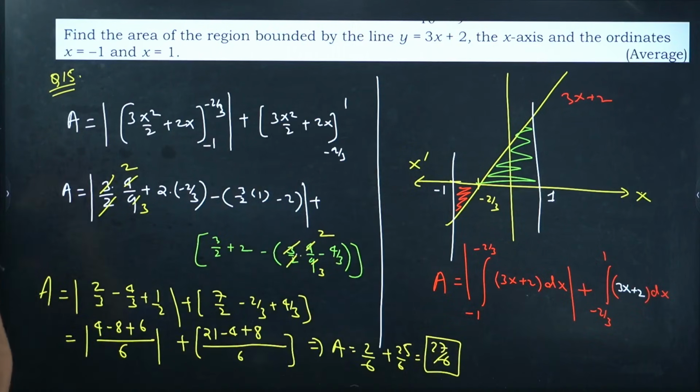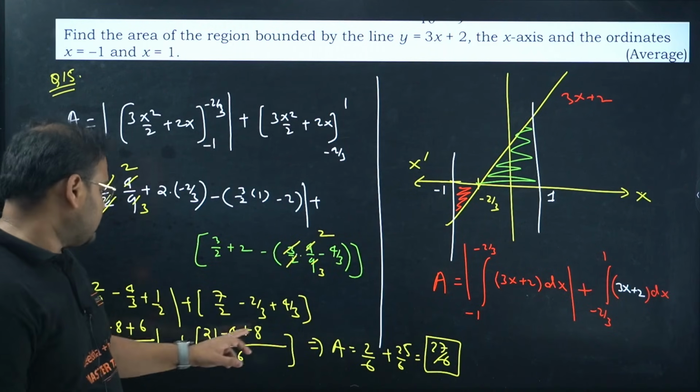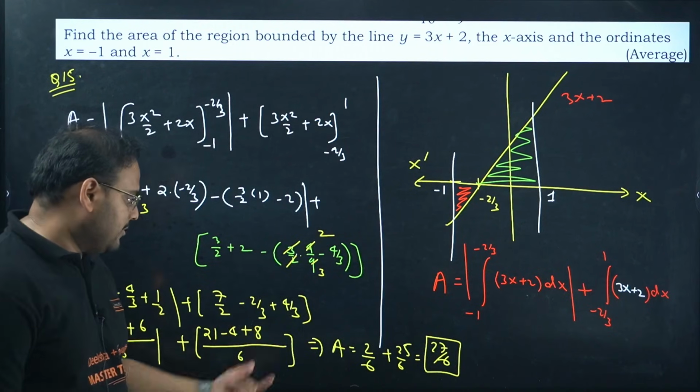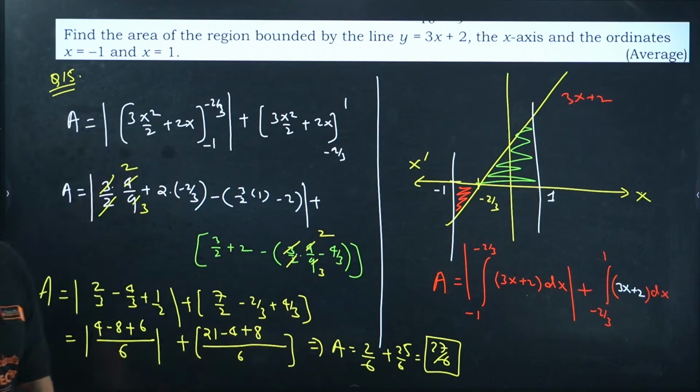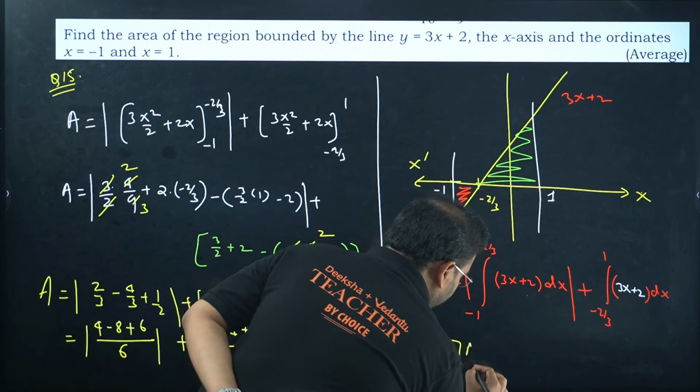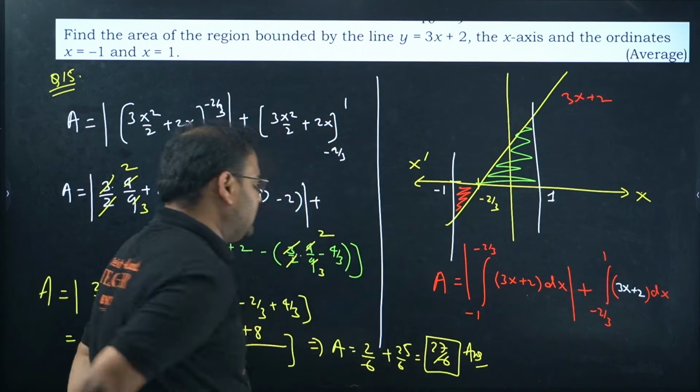So 6 plus 4 is 10 minus 8 is 2. 2 by 6 is correct over here, and this is going to be 29 minus 4 is 25. Makes sense. 27 by 6 is the right answer, I think. Have a look. This is your answer. You can cancel this then in that case.